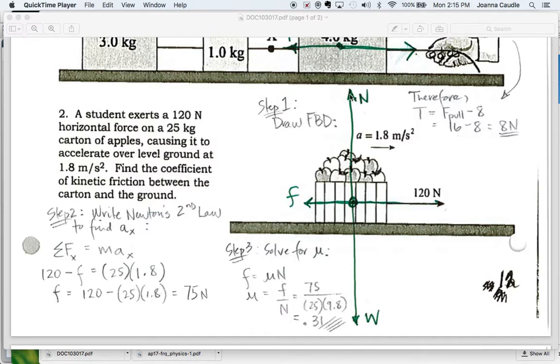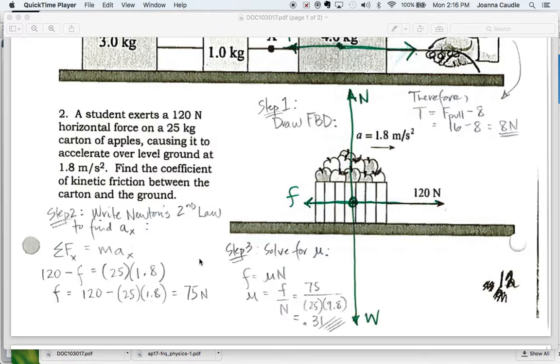Well, again, always start with a free body diagram. So I've drawn the weight force and the normal force, which in this case are equal to each other because this is a level flat surface and all the forces are acting horizontally. And then you've got the 120 Newton pull force and the friction force impeding that. I know that the 120 newtons is a bigger force because I have a net acceleration to the right.